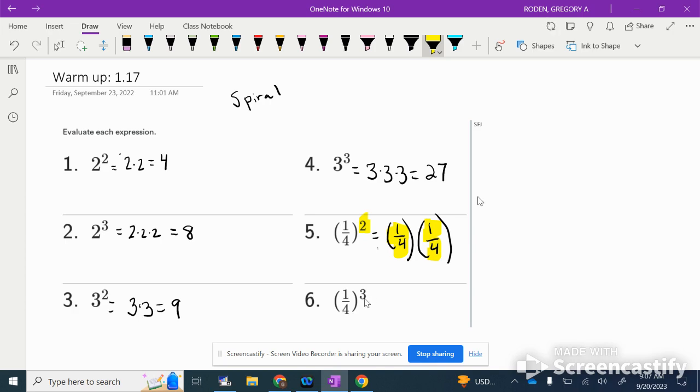All right, so let's see what 1/4 times 1/4 is. How do we multiply fractions? Well, it's easy. You just go top to top, bottom to bottom. 1 times 1 over 4 times 4. 1 times 1 is 1, and 4 times 4 is 16. So 1/4 squared is 1 over 16.